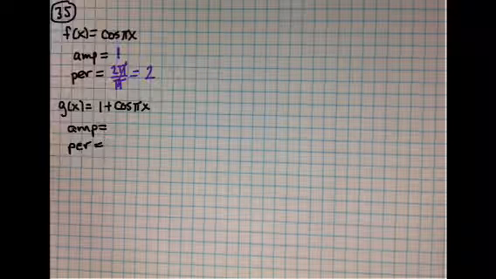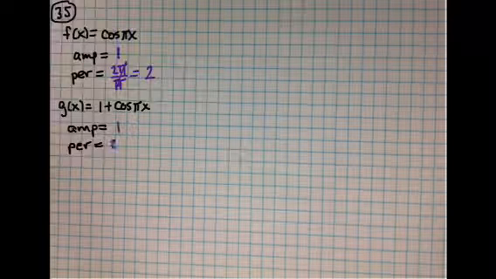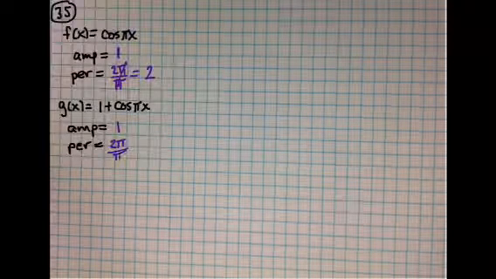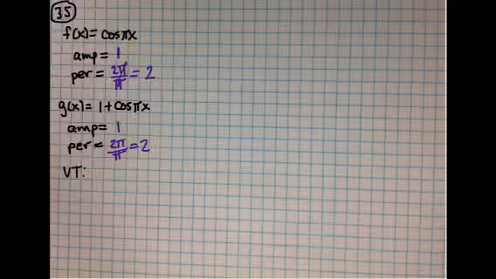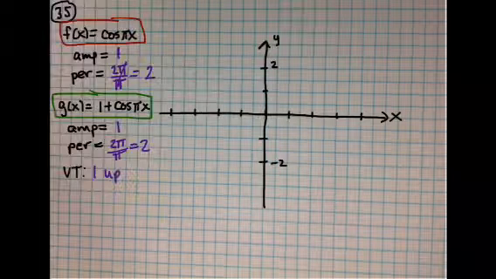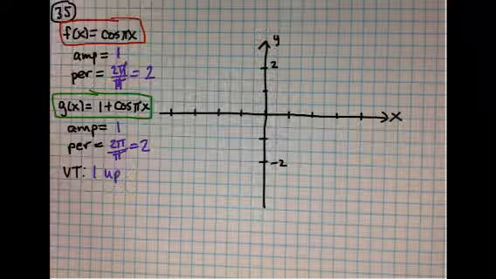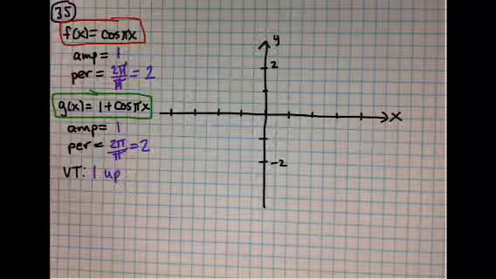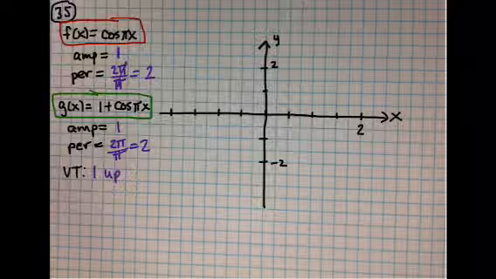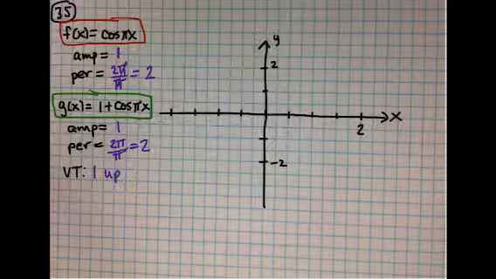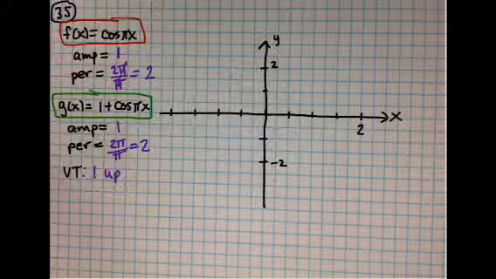For g of x, it's amplitude 1, the same period, 2 pi over pi, so it's 2. And this one has a vertical translation, 1 unit up. Okay? Alright, so 35, the period is 2, so I'm going to label the fourth tick mark with a 2, and I know it's not drawn to scale, because on the y-axis, the second tick mark is 2, so that doesn't really matter as long as you're consistent within the axis.